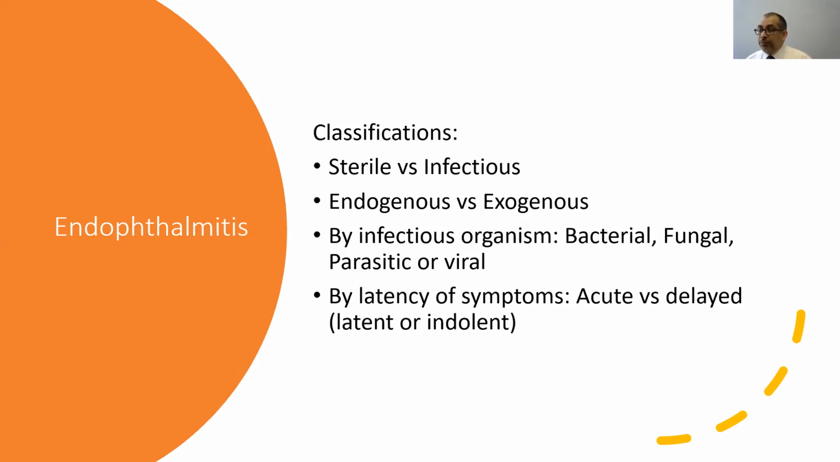And then it can be classified by infectious organism. The most common, of course, with exogenous is bacterial. The other forms could be fungal, parasitic, or viral. With endogenous, there's a lot of literature that says fungal might be the most common organism. Another form of classification of endophthalmitis is by latency of symptoms. The acute, which is the first week to 2 weeks after the inciting incident, versus delayed diagnosis. Other terms are either latent endophthalmitis or indolent endophthalmitis. And the classic one is Propionibacterium acnes.